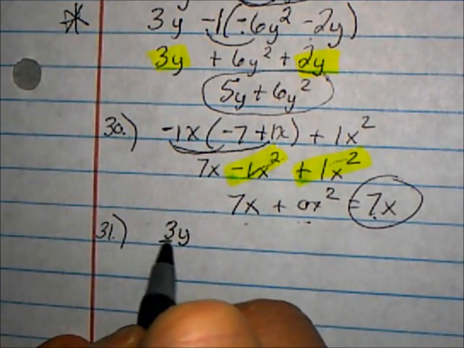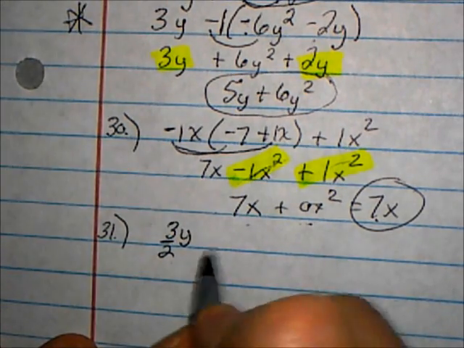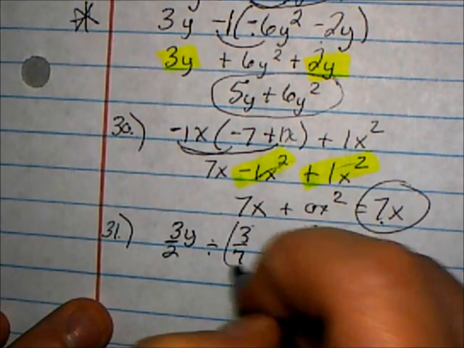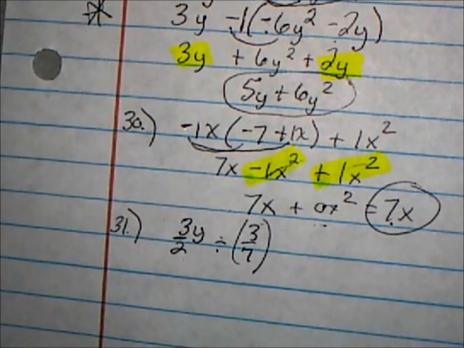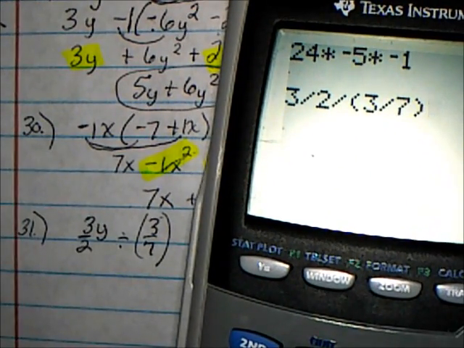3y. I'm going to put the 2 underneath the 3, so I have the y independent. Divided by 3 over 7. And here, make sure your second one has to be in parentheses. What is it? 3 divided by 2 divided by 3 divided by 7. Is that 7? Yeah. Okay, so make sure you have your parentheses in the right location, okay?